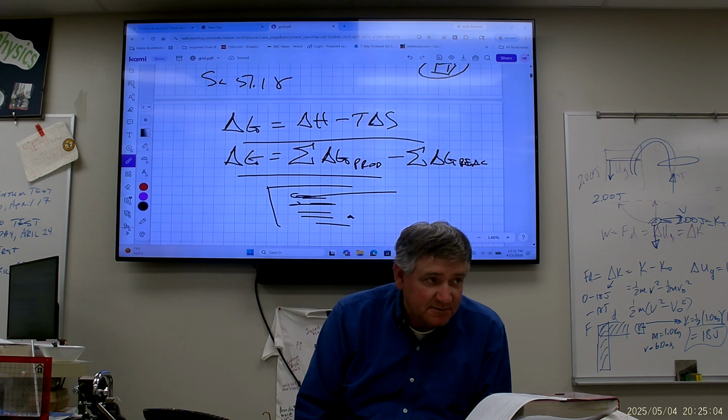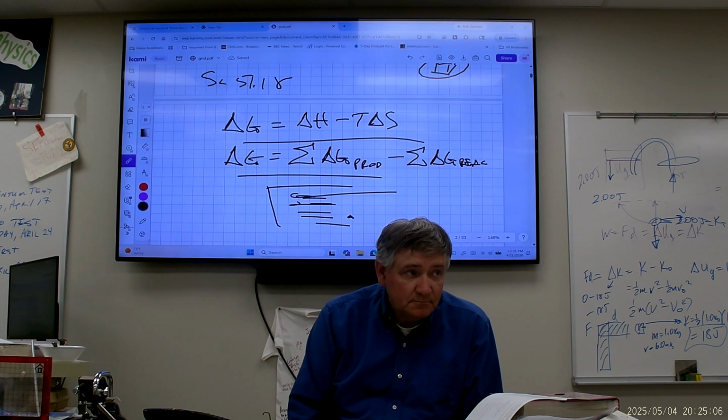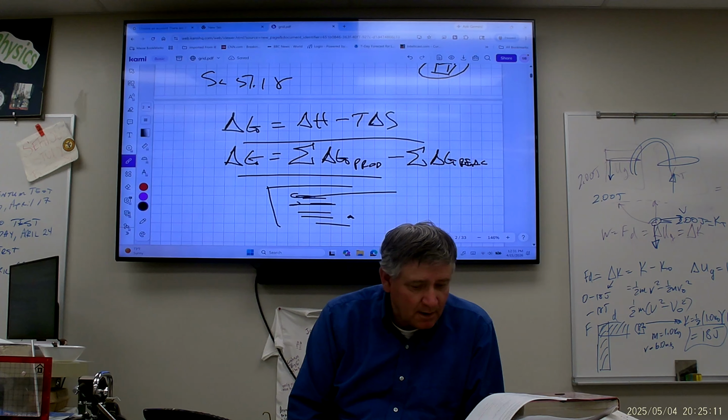Shannon Jones: Are we basing the stuff on page 2 off of standard conditions? Yes, standard conditions. You're going to base it on standard conditions.